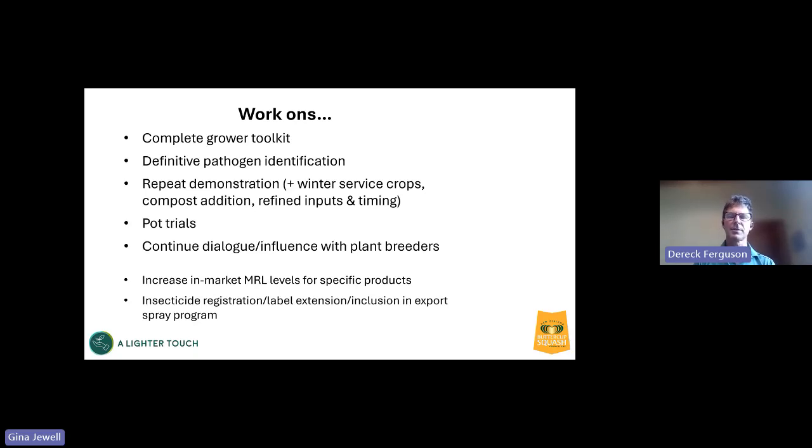The bottom two points there are sort of sidelines almost. They're not actually part of this project, but work that is going on in conjunction with ALT, specifically the minor use program for insecticide registration there. So I would say for me personally, and I think the project team, it's been a program of continuous learning and evolution.